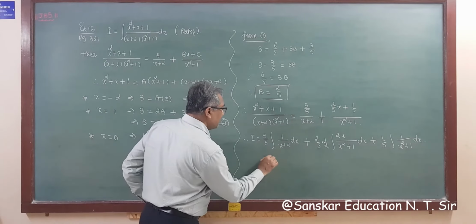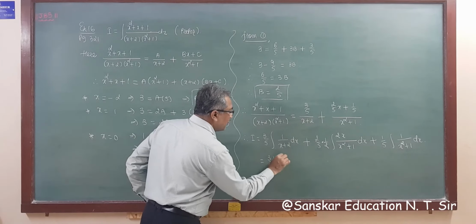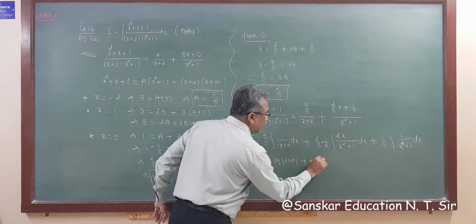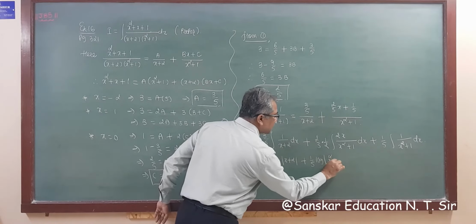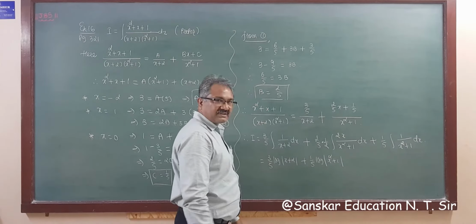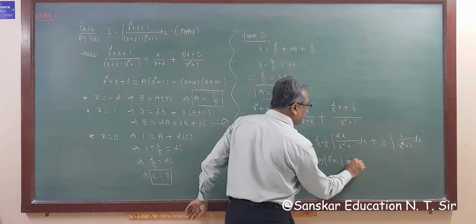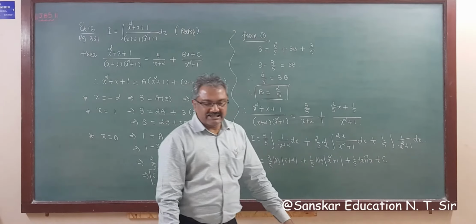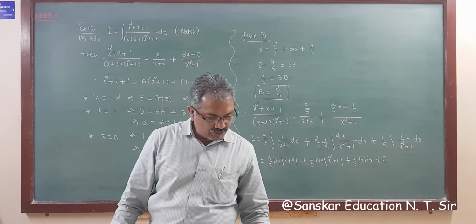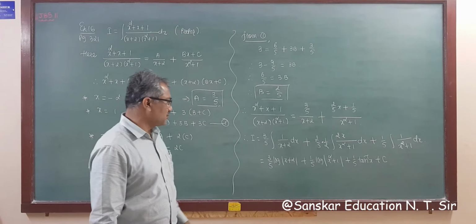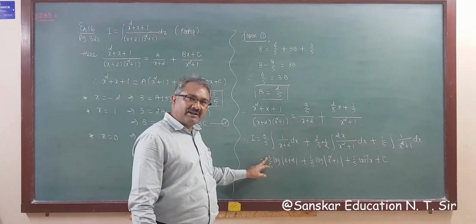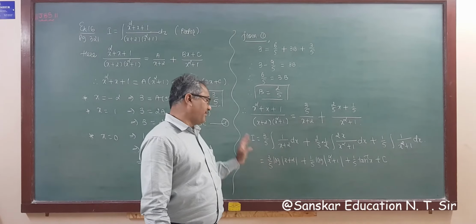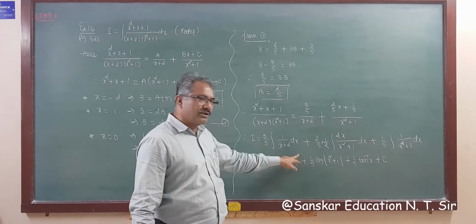So the answer will be 3 by 5 log mod x plus 2 plus 1 upon 5 log mod x square plus 1, plus 1 upon 5 tan inverse x plus c. So this is your answer, right? I think this is the final answer which is given in the textbook also. If here it was 1 instead of 3, then we could apply the log a plus log b formula, but this is 3, so no need to apply, right? If you want to apply the formula, then you have to take this 3 to here.